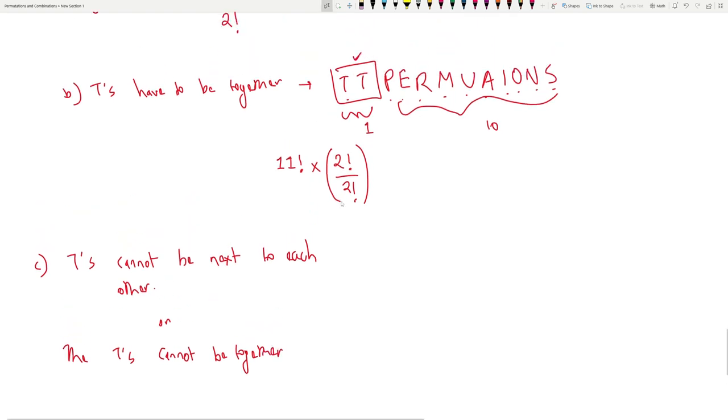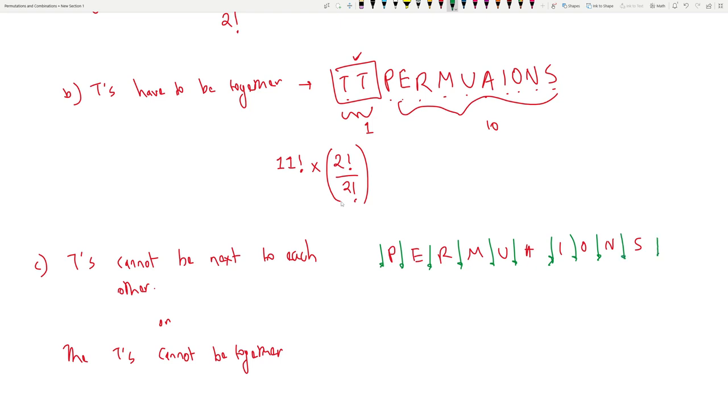I'm going to exclude the T's completely. I have P, E, R, M, U, A, I, O, N, S. So we put down the arrows, and there you go. Because they did not say anything about the ends, so we're cool with that. So for PERMUAIONS, it's going to be 10 factorial. They're unique. And the T's, how many spots do they have? I told you it's going to be one more. 1, 2, 3, 4, 5, 6, 7, 8, 9, 10, 11 spots.